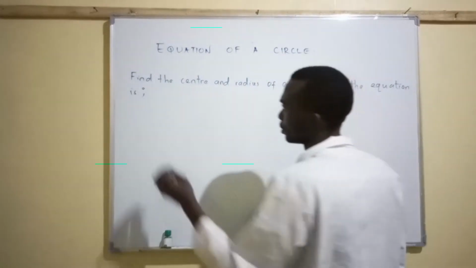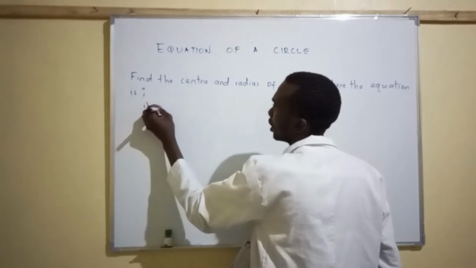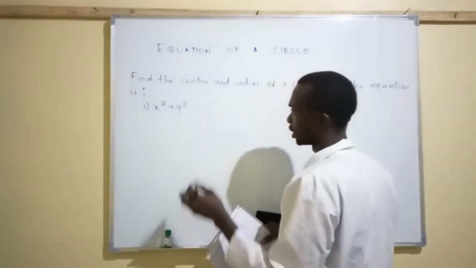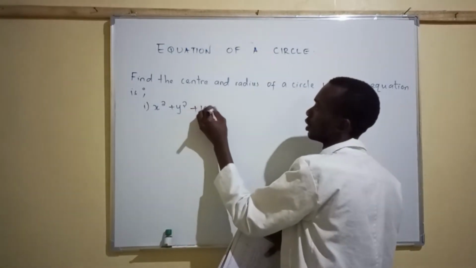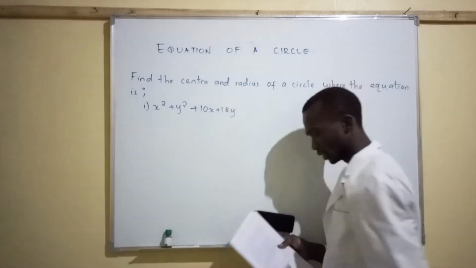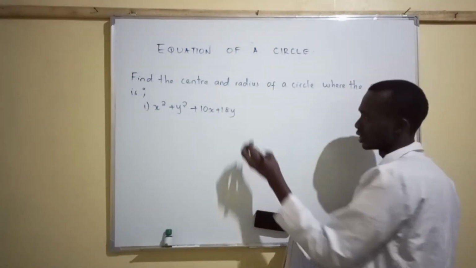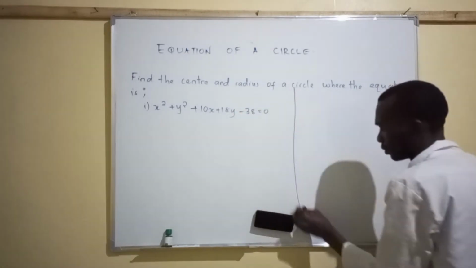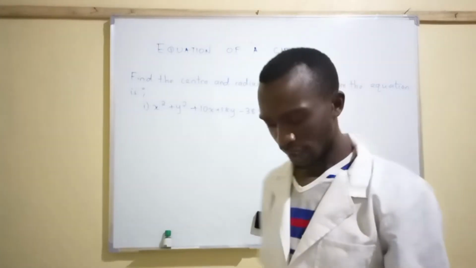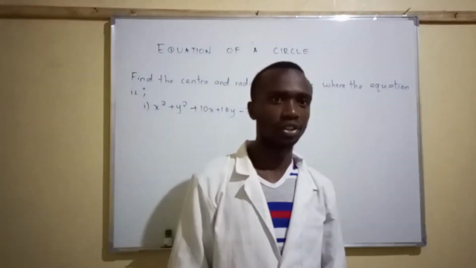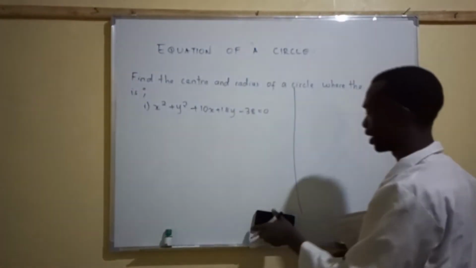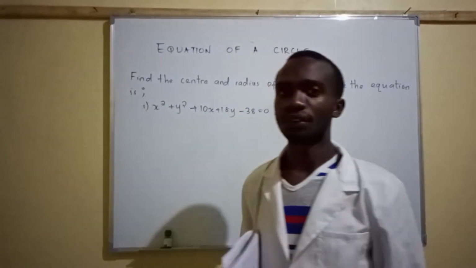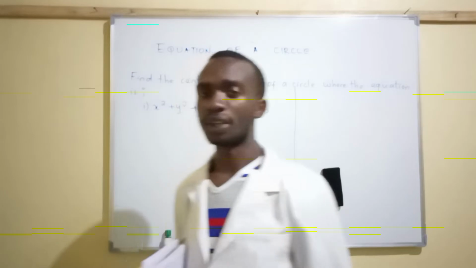The first equation we have, Roman 1, x squared plus y squared plus 10x plus 18y minus 38 is equivalent to 0. So we need to find the radius and the center of this given circle. Now first of all, we have x squared and y squared. We also have x and y. The coefficients of x and y have been given, and also the x squared and y squared.